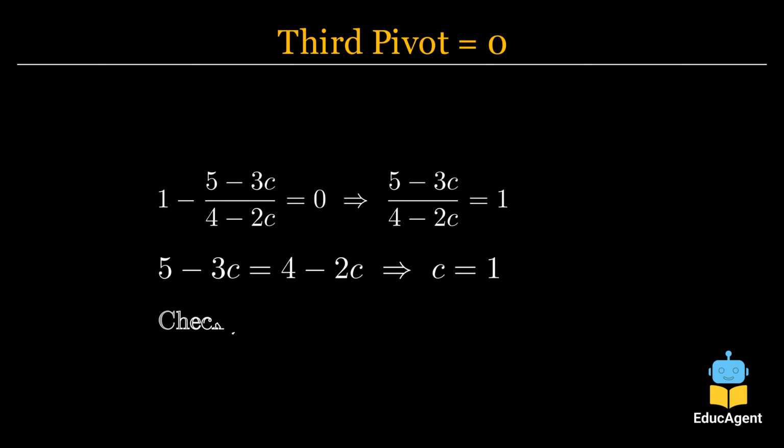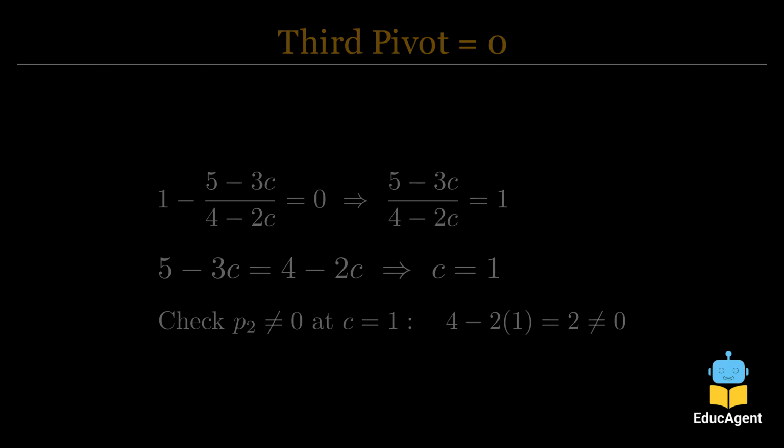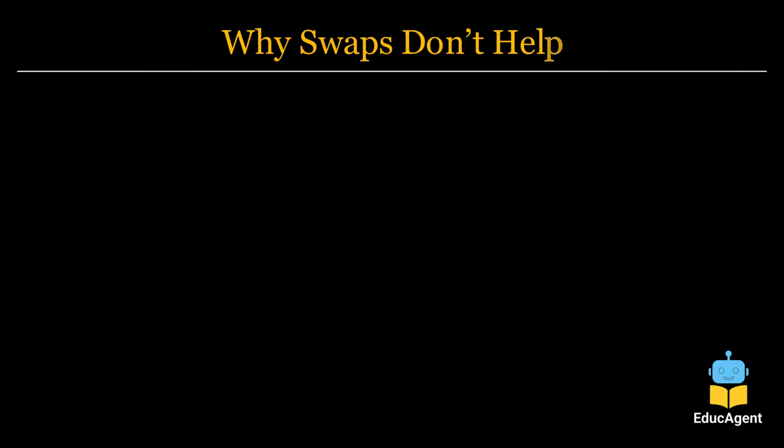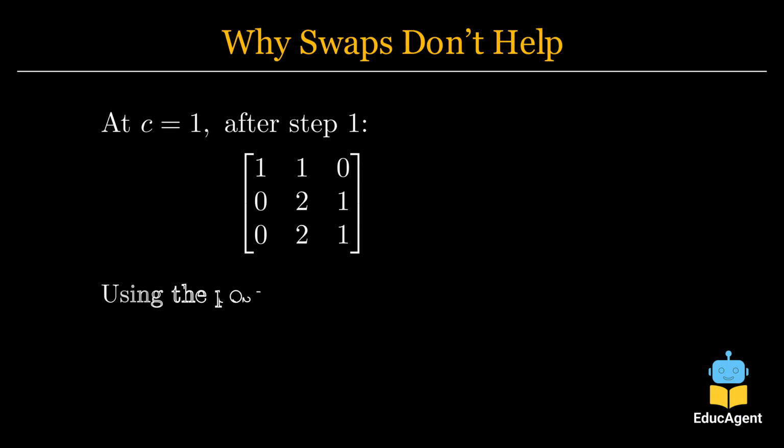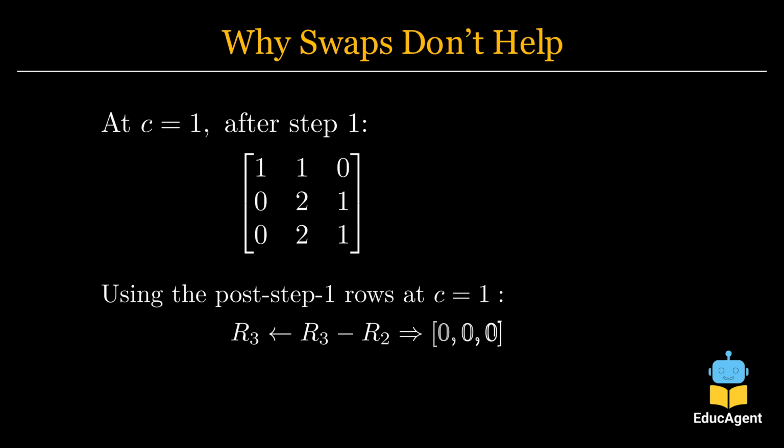Great. Pivot 2 is non-zero at C equals 1, so the algorithm truly reaches the third pivot and then fails there. Look at the matrix after the first elimination step when C equals 1. The last two rows match. Eliminating produces a 0 row, so there is no remaining row to supply a non-zero third pivot.